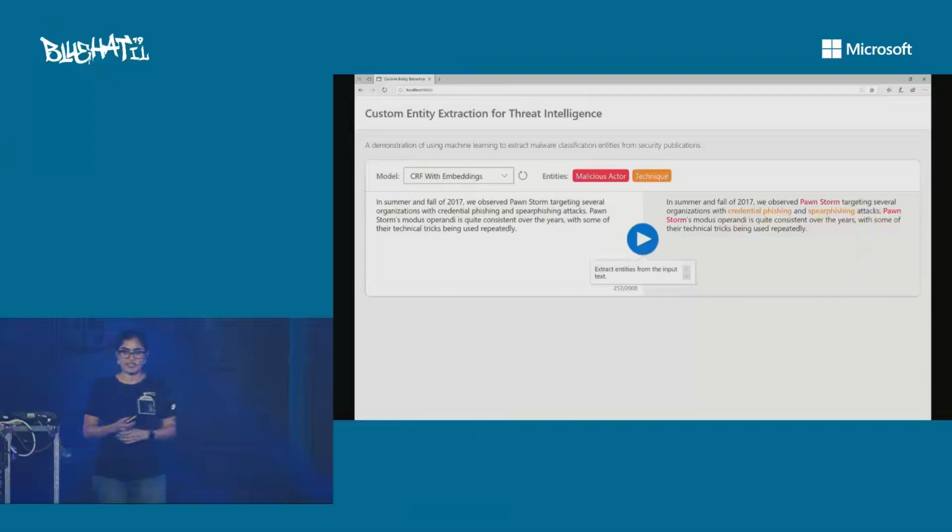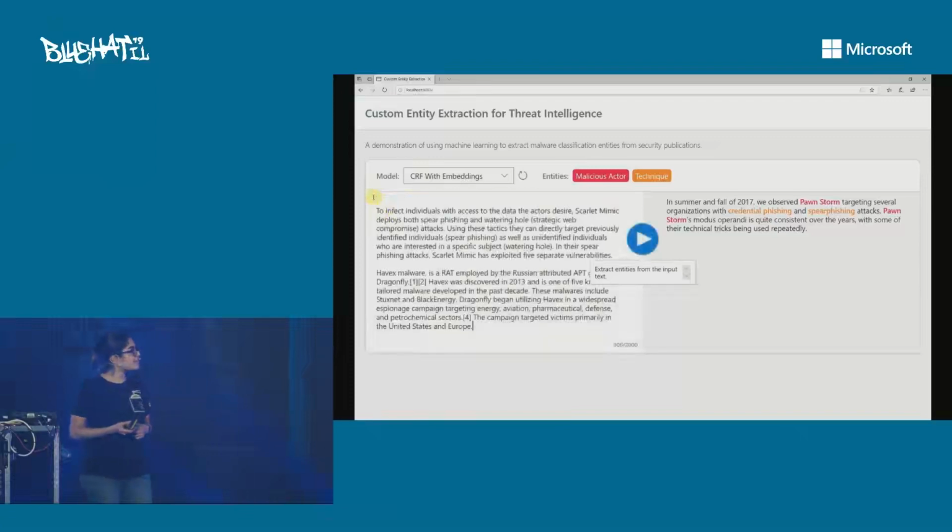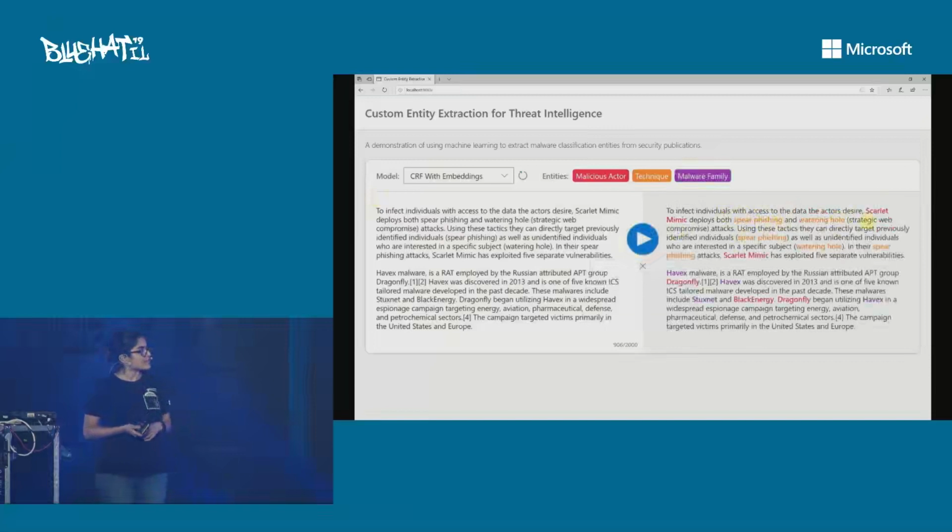Now let's try some other text. The various blobs I'm going to put here are not related, but I just wanted to illustrate the different types of entities that our model can find. And here again, we can see that it correctly finds the actor, which is Scarlet Mimic, and the techniques that it's using, which is spear phishing and watering hole, etc. And the second paragraph is about a different piece of malware, Havex RAT. And again, in that blob, it correctly identifies the malware families, etc.